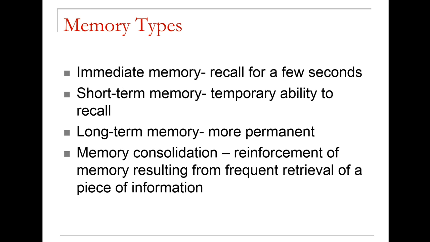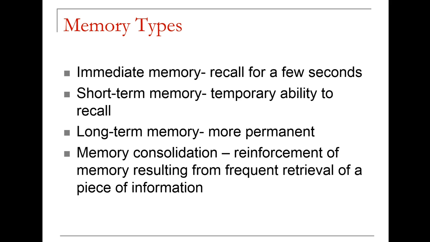So there are a lot of different memory types. When you're getting ready for an exam, what you don't want to depend on is that immediate memory. All right? Immediate memory is just recall for a few seconds. And after those seconds are gone, you've lost that. Short-term memory is more of a temporary ability to recall information. So you pull that information into some of the neurons.